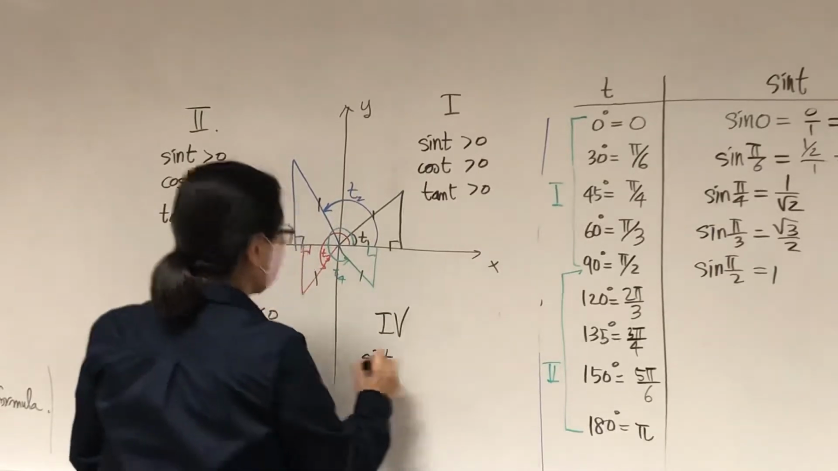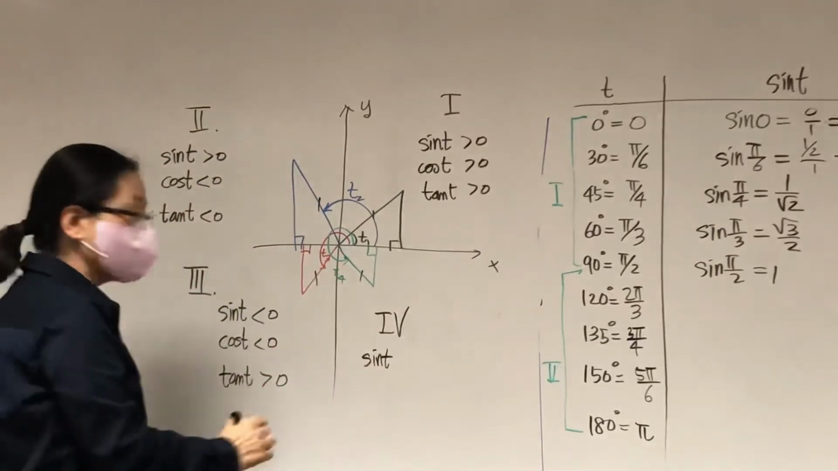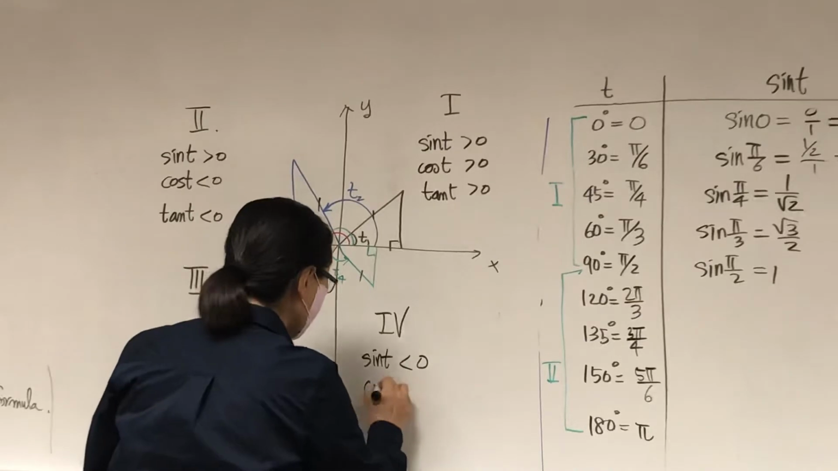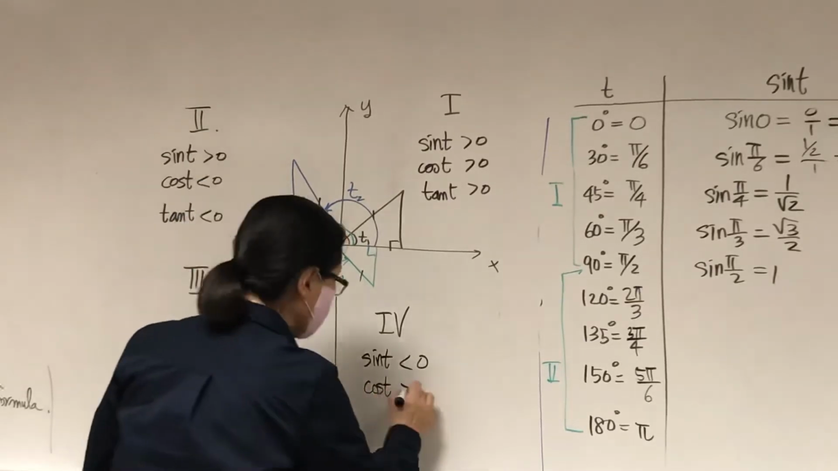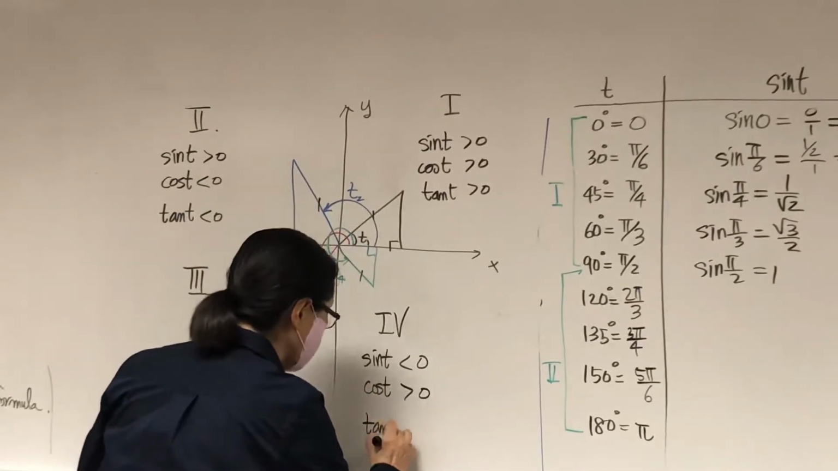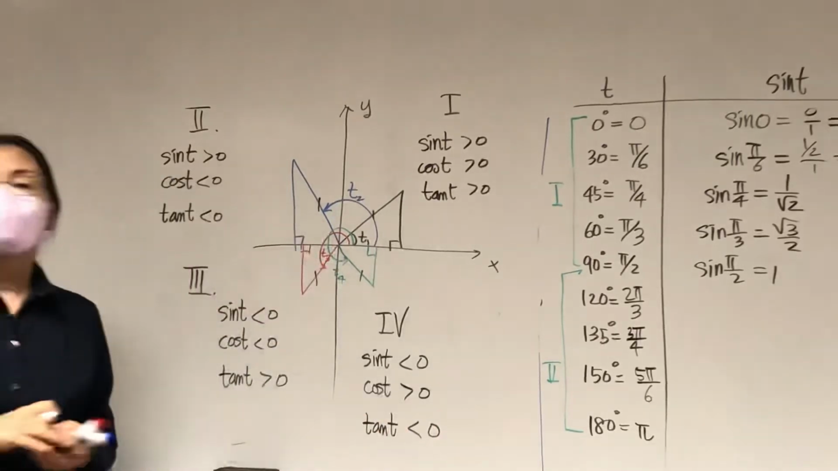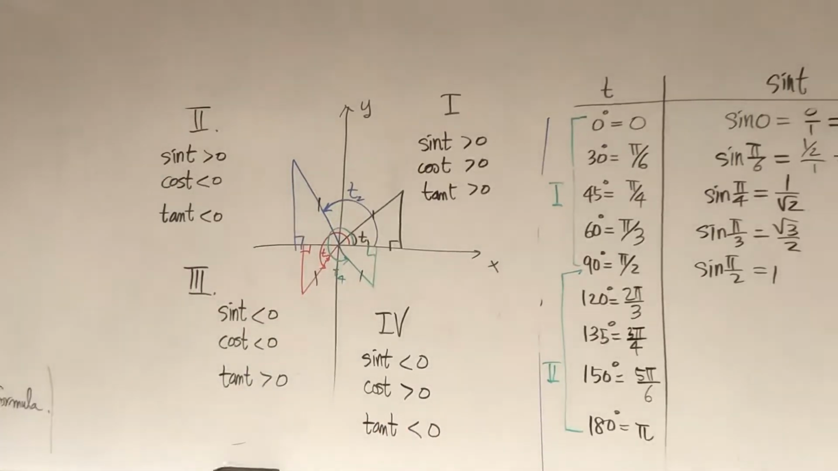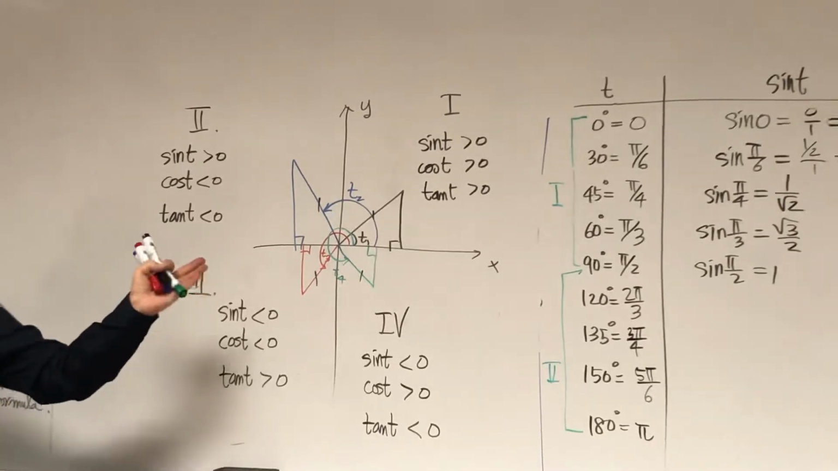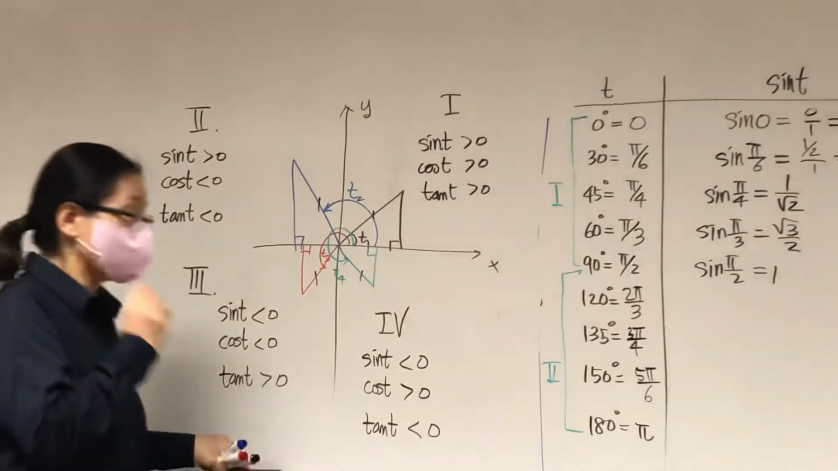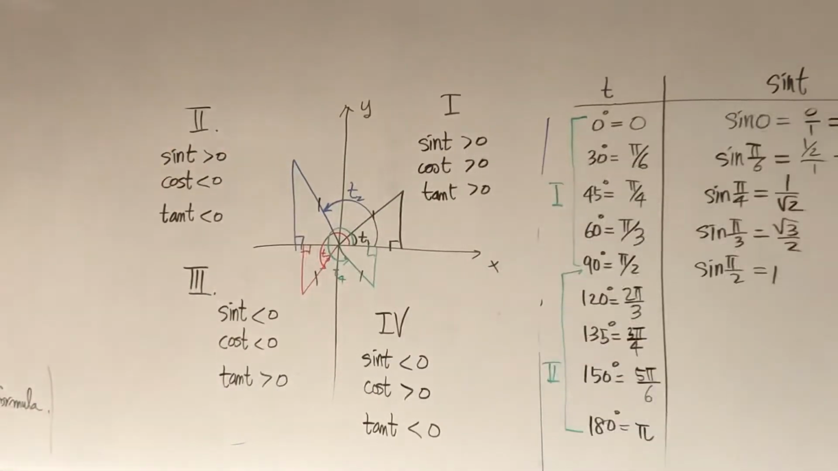Sine t is what? Negative. Cosine t is positive. So tangent t is what? Negative. You should know. Don't memorize it. If you try to memorize, oh, what is what? You forget 5 seconds later. So don't memorize it. Understand it. Any question? You guys understand. Okay.